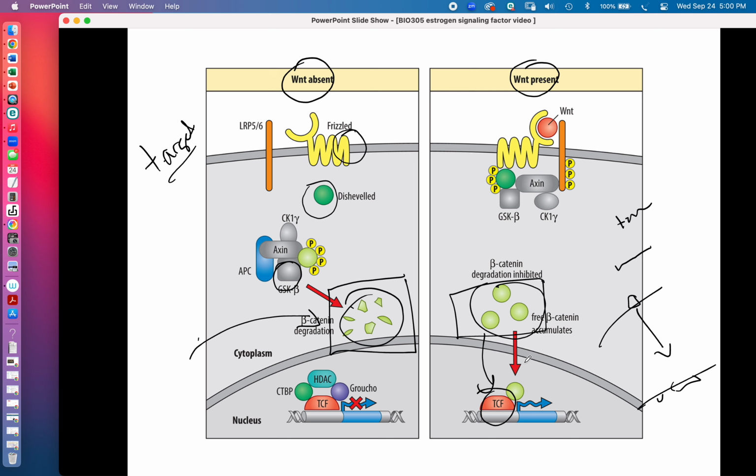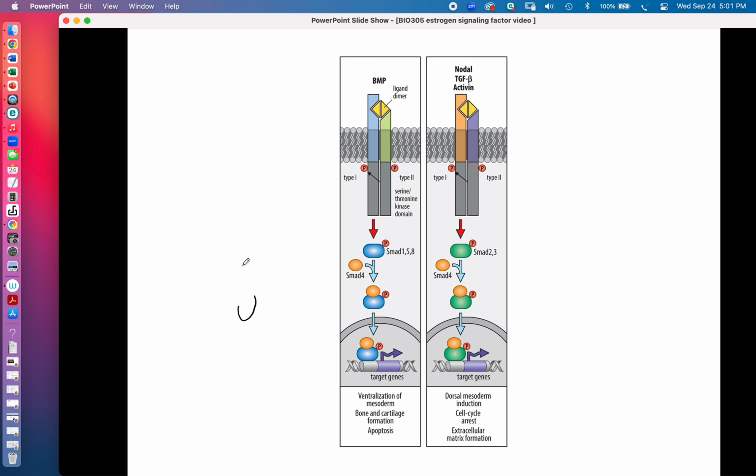Notice that Wnt isn't going inside the cell. It's a different kind of signaling factor than estrogen and retinoic acid. This is the typical kind of signaling factor where the receptor is in the cell membrane and we have to have a signal transduction pathway to communicate the presence of the signal into the cell.